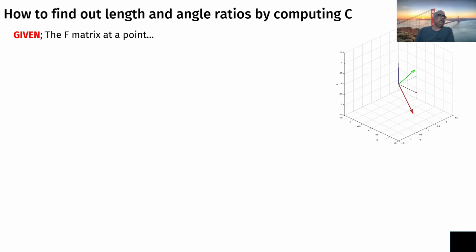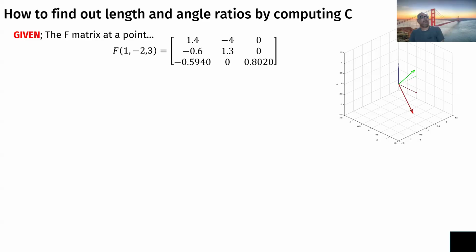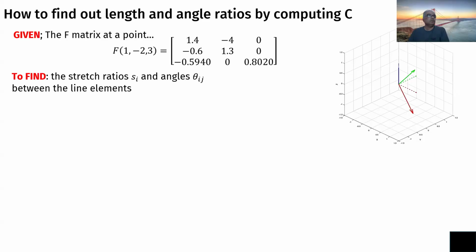So what we know is the F matrix, and for us the F matrix at the point in question was 1.4, minus 0.4, 0 in the first row. The second row is minus 0.6, 1.3, 0. Third row is minus 0.5940, 0, 0.8020. Okay, very good. So what we want is to find the stretch ratio and the angles between the lines. What do we mean by stretch ratios? It means the final length divided by the original length. That is what is called the stretch ratio, so that I know how much it has been stretched or squished.